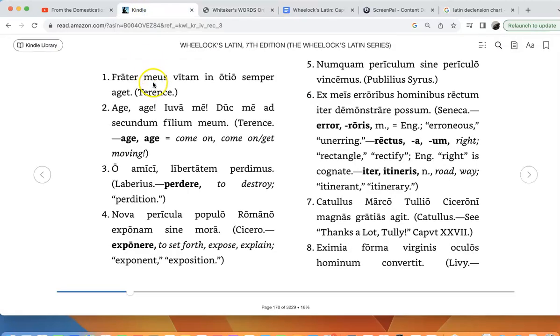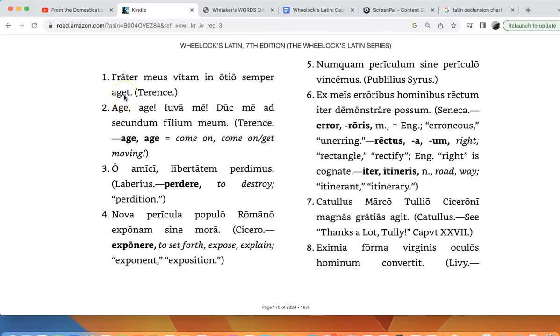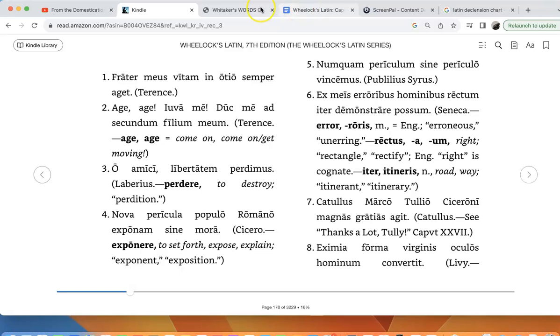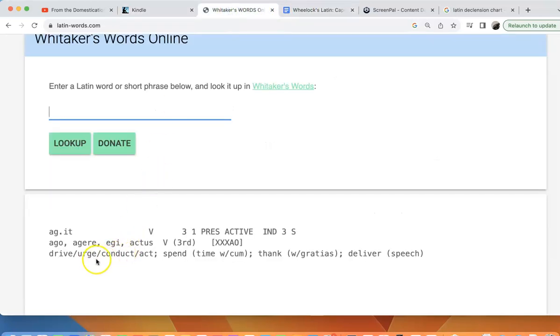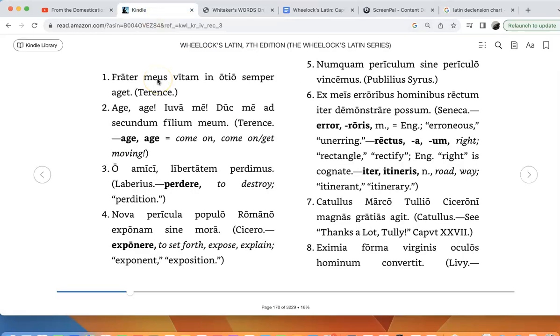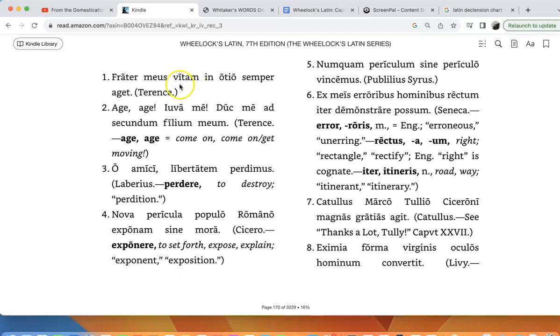So my brother will always live a life in leisure. Or if we look at, will always spend a life with leisure. This one loses a little bit in translation. So in English, we probably have to say, my brother will always live a life of leisure, would make probably the best English sense.